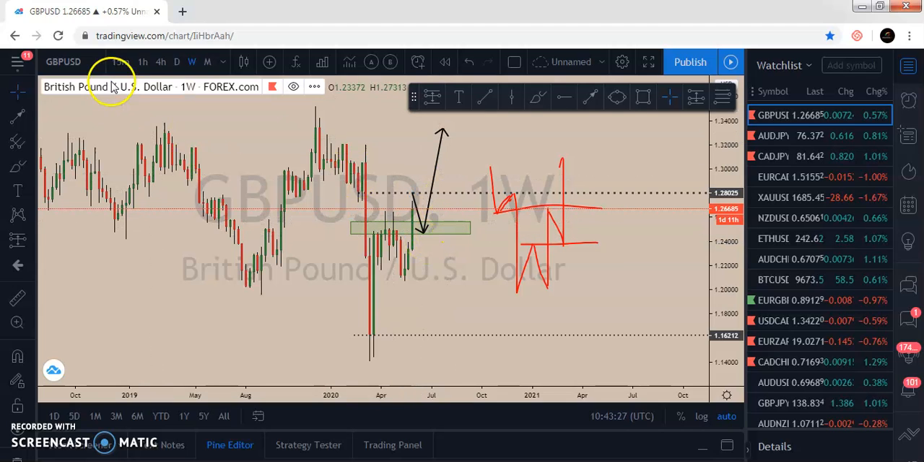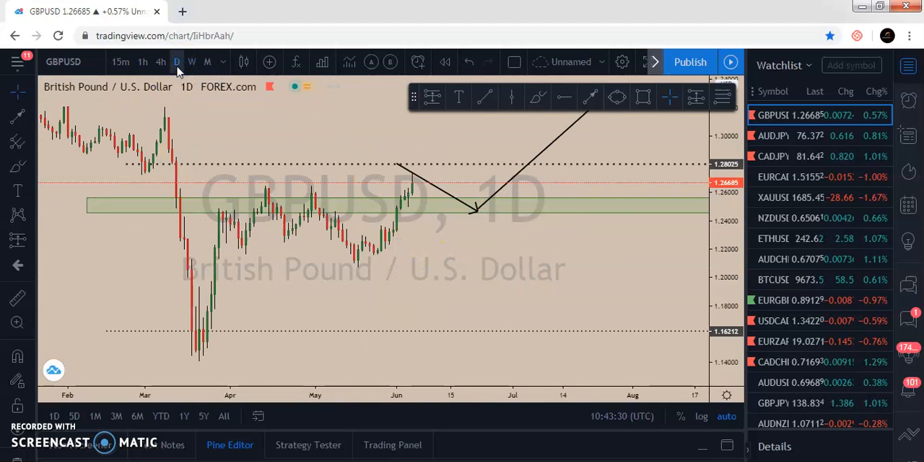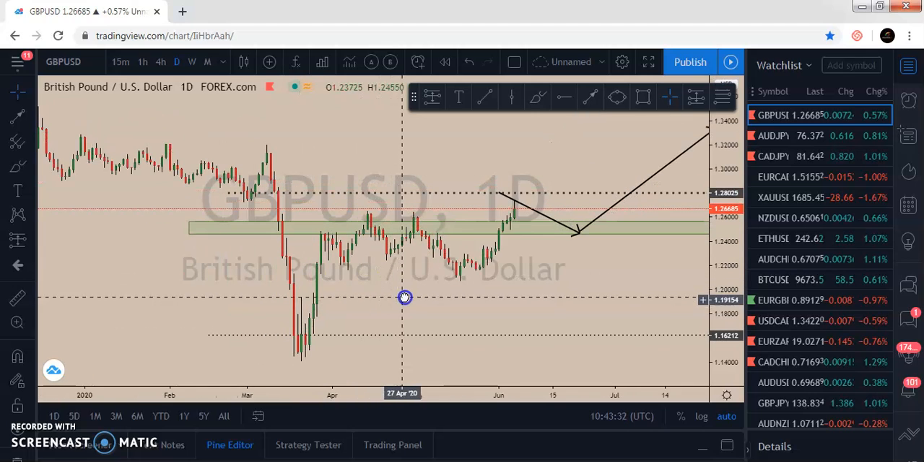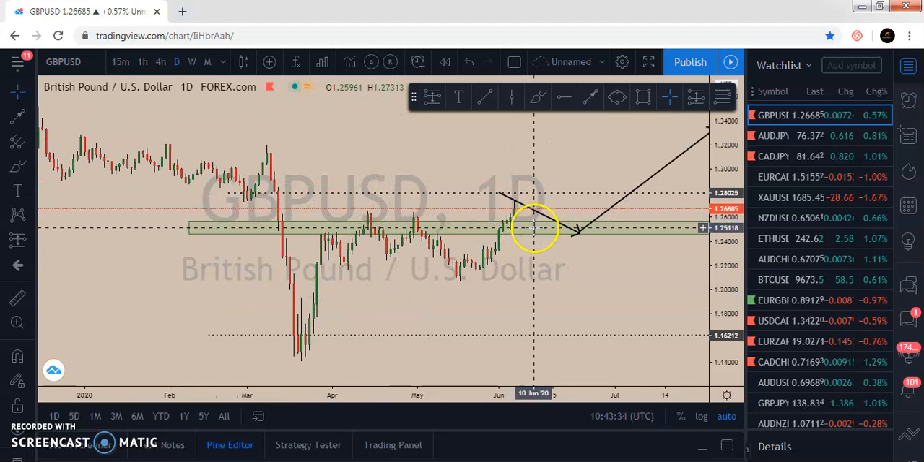So let's not waste time on this one pair. Let's go over to the daily time frame so you can see the structure very well. Now some people will short here because it might take a whole week for the weekly candle to go from here to here and close above here or below here, so we know the next action, whether to long or to short.